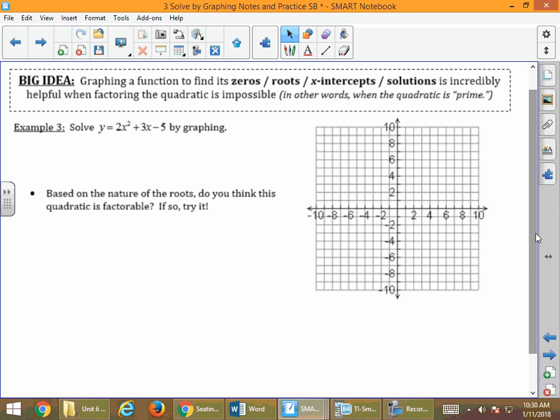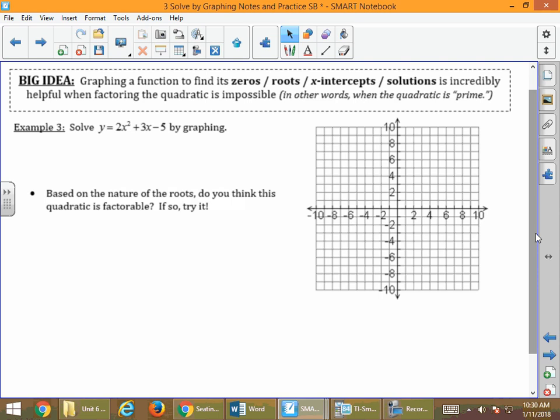So let's try this again. I'm not going to graph. But we're going to go to our y equals screen, and actually, before I do, let me look at the big idea here. Graphing a function to find its zeros, its roots, its x-intercept, its solution is really helpful when we can't factor. Factoring by far is the best way to solve a quadratic, but not every quadratic can be solved by factoring. So, for instance, as we take a look at this next one, y equals 2x squared plus 3x minus 5. Let's type it in.